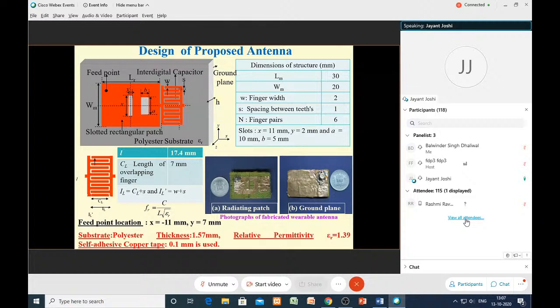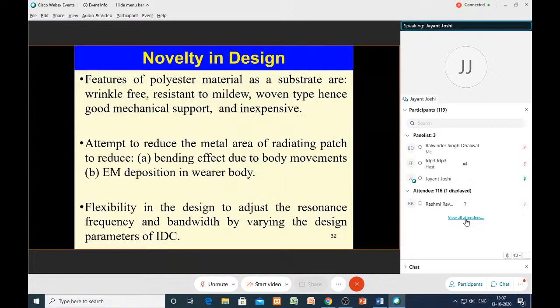Okay, here I want to give you some concepts on how you can develop your geometries, how you can be progressive in making different geometries. Finger length and finger width are the calculated values here. Now, what is the novelty of this design? Here the substrate is the polyester substrate that I have used. Bending effect is reduced by reducing the metal part, electromagnetic deposition is reduced, and the design is flexible.